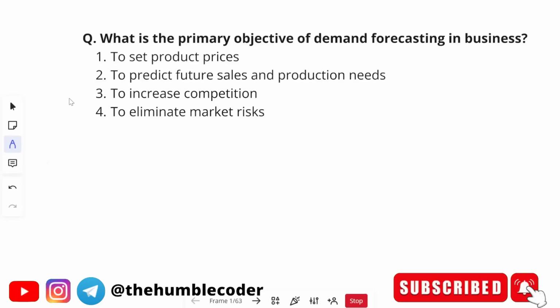Let's look at this question that we have. What is the primary objective of demand forecasting in business? The options that we have are to set product prices, to predict future sales and production needs, to increase competition, and to eliminate market risks. So basically guys, the answer for this question is going to be option number 2, that is to predict future sales and production needs, okay. The reason for that is basically demand forecasting helps businesses anticipate future customer demand, allowing them to optimize production, inventory, and resource allocation. Okay, let's move on now to the next question.